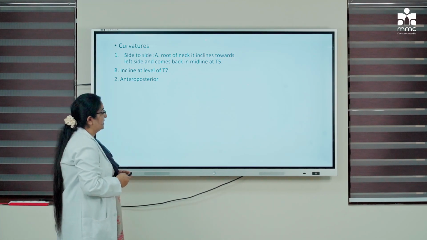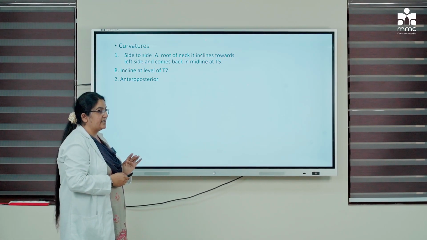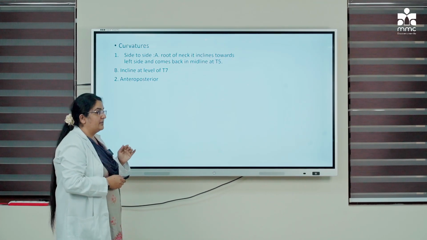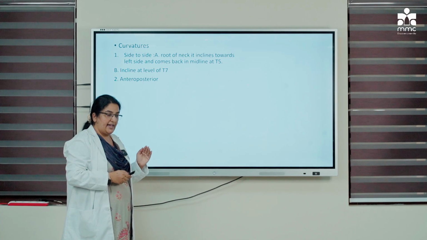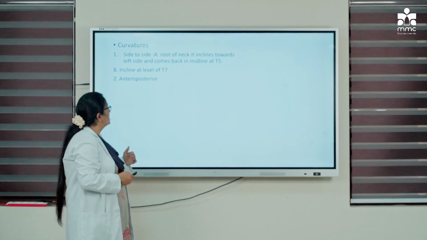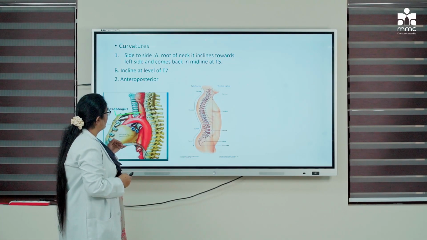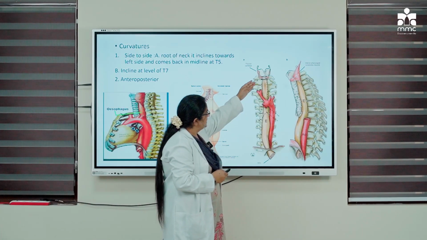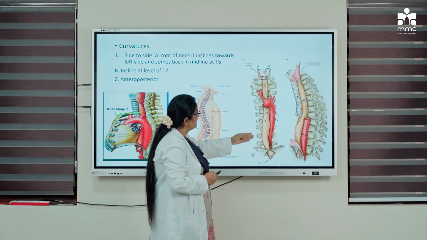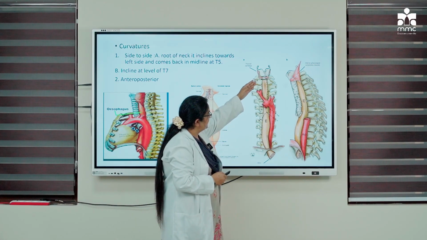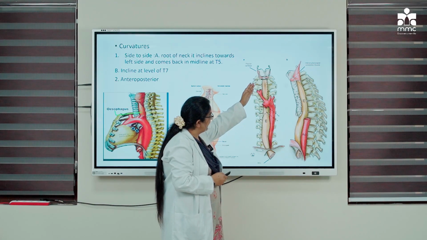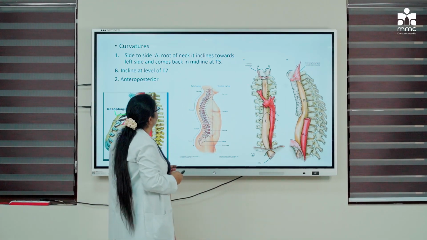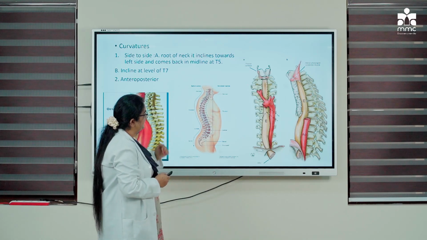Okay. Now, in the esophagus, there are some natural curvatures. What are these curvatures? We have side to side curvatures as well as anterior-posterior curvatures. Side to side curvatures are visible in this diagram. Here is the esophagus, which we can see is starting in the neck. Then we can see it is inclined towards the left side. After that, at the level of T5, it will come back to the midline.